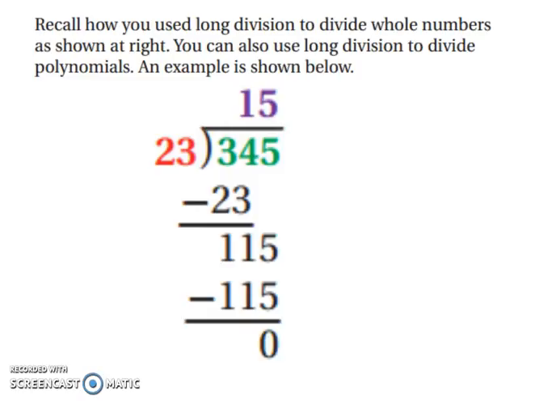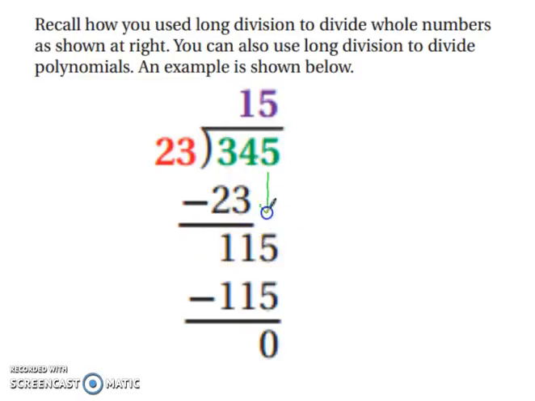So recall how you use long division to divide whole numbers. You can also use long division to divide polynomials. An example is shown below. So if we have 23, how many times does 23 go into 34? Once. So we put a 23 down the bottom, we subtract, we end up with 11.